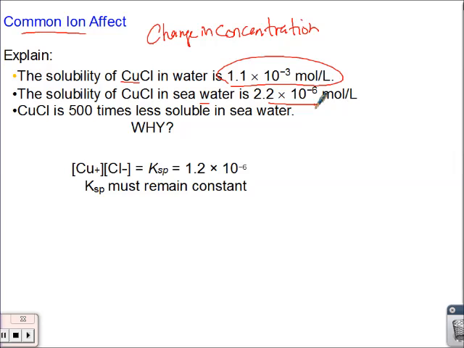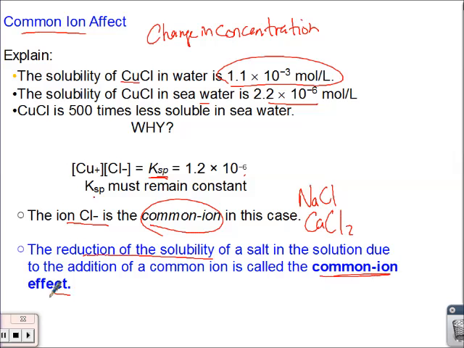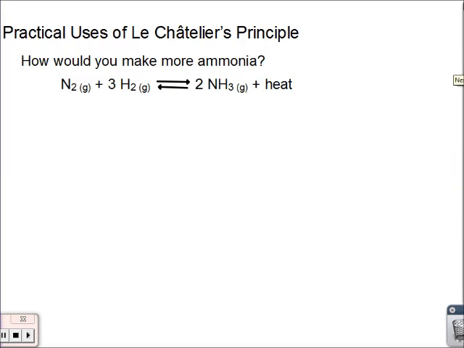And the question is why? Well, if the KSP is 1.2 times 10 to the negative 6th, it must remain constant. So if I increase this, it's called a common ion. I've increased it by adding something else that has chlorine in it. Sodium chloride, calcium chloride, something else that would have chlorine in it. And that reduces the solubility now because of that common ion. We call it again the common ion effect. Essentially, again, just changing the concentration of one of the ions in solution changes its solubility.